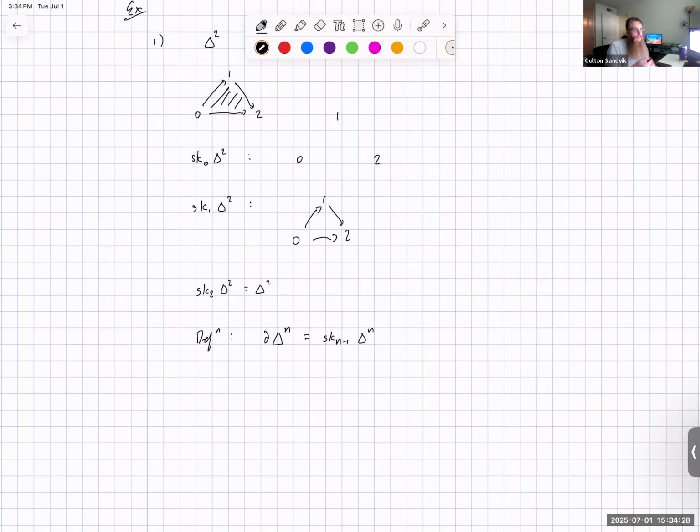And so from this we can also define at least some model of an n sphere. This is just given by taking our n simplex and then modding out by its boundary, using this quotient description we gave before. I think maybe Krishna gave another definition in terms of suspensions, but you can also do it this way.